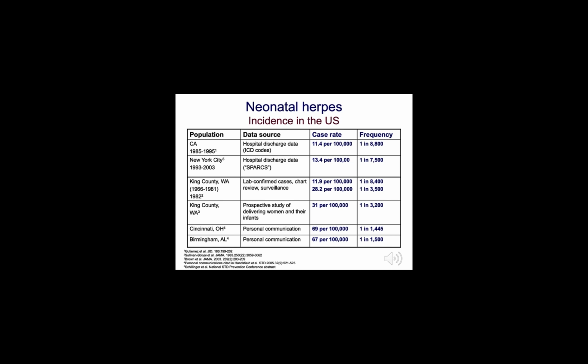So estimates range from as low as 11.4 cases per 100,000 live births, or 1 in about 8,800, to a high of 67 per 100,000 live births, or 1 in 1,500. We have data, shown in the second row here, that suggests that using hospital discharge data, which has limitations, but before we established surveillance for neonatal herpes, we looked at these data and we found about 13.4 cases per 100,000 live births, or 1 in 7,500.